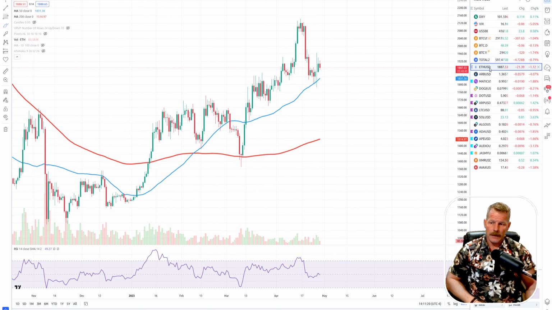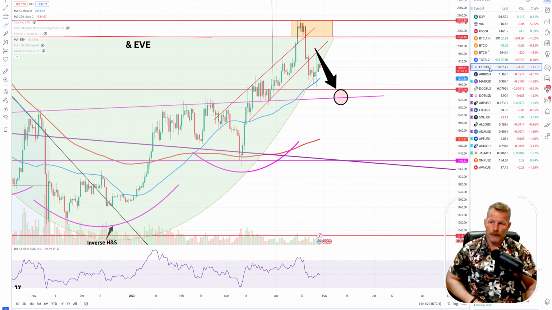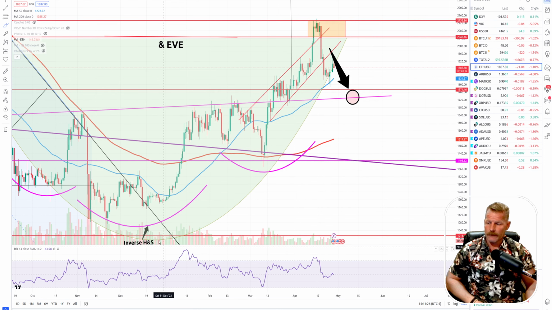No difference on Ethereum. Same thing. Bear flag. I expect us to retest this neckline of this inverse head and shoulders pattern. It's just like Bitcoin here. Bitcoin had a cup and handle. Ethereum has an inverse head and shoulders. We have not yet retested adequately this neckline. I still think we come down and retest that neckline.